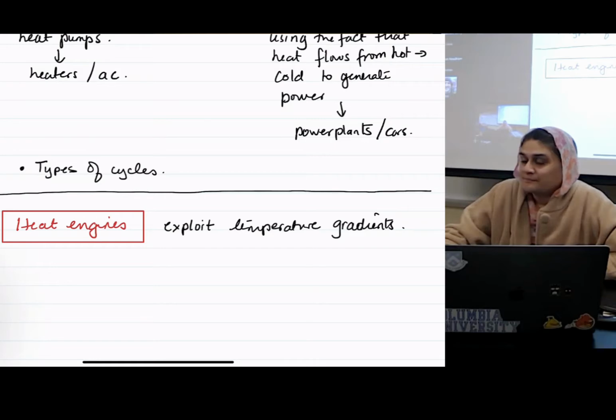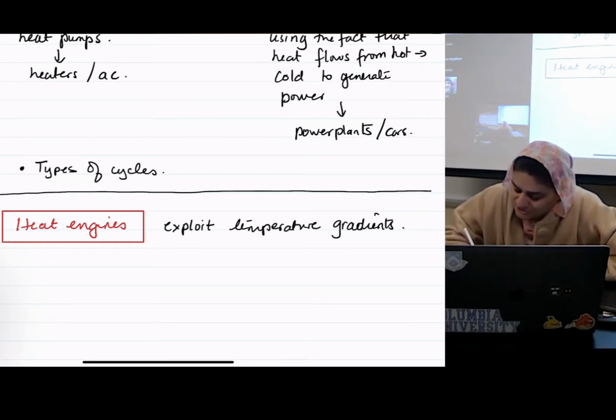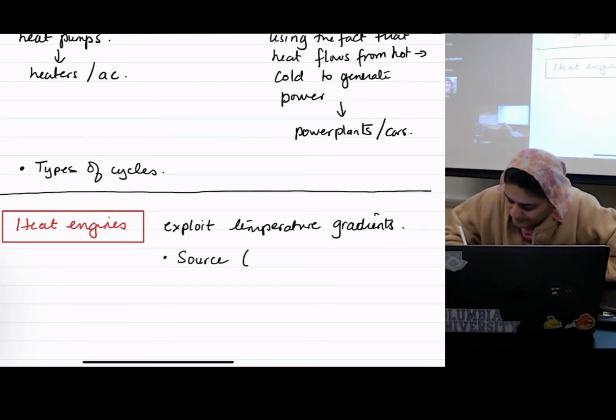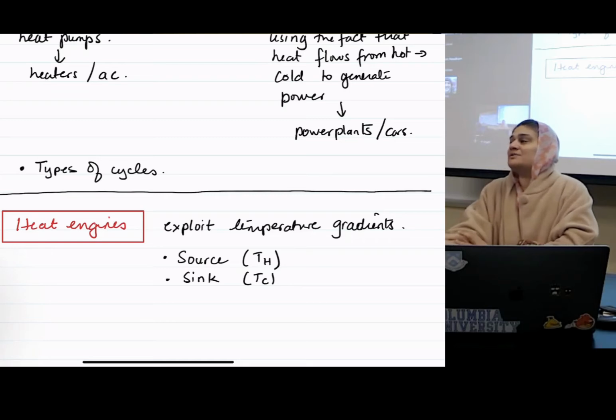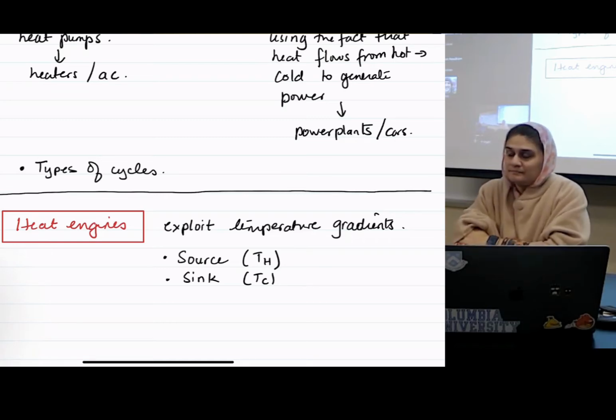Difference of temperature. So all heat engines must have a source at higher temperature and a sink at lower temperature. H is for hot, C is for cold. What will happen between hot and cold? Heat will flow from hot to cold.